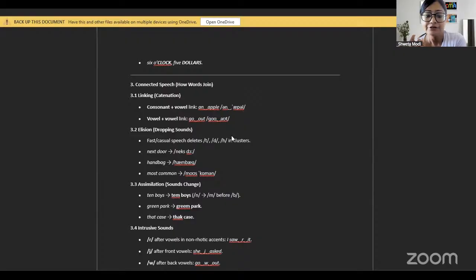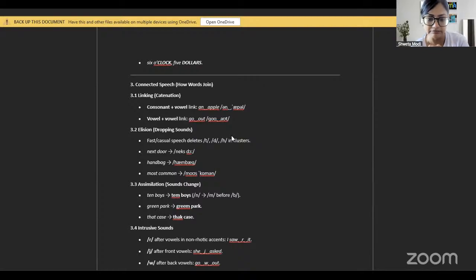Okay. Dropping sounds. Now sometimes we drop the sounds like next door. So T is dropped. Handbag. N becomes M. So ND, D is dropped and N is changing to M. Handbag. Next door. Okay. Most common. When you say most common, you drop the T. So you have to drop T, you have to drop D, you have to drop H. And if it is an N just before the letter you have dropped, like in handbag, D you have dropped, and N will change to M, which is called assimilation.